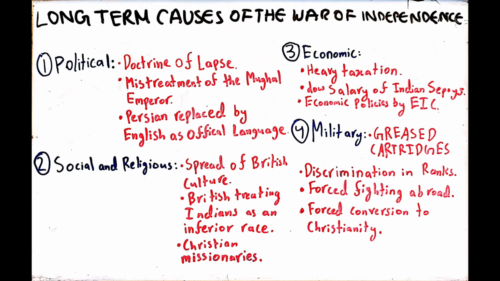Number two, you have social and religious. Point number one in social and religious is the spread of British control. British control spread rapidly. British political control grew at a really rapid pace.